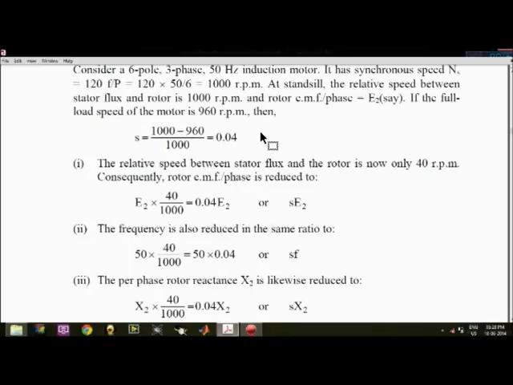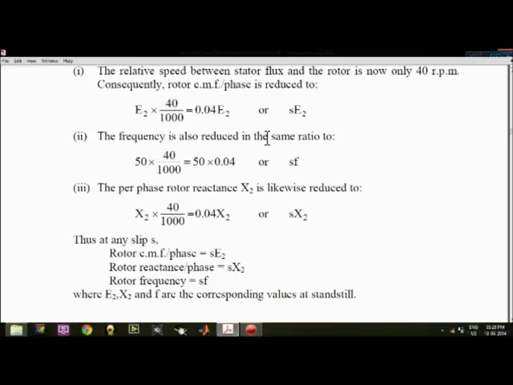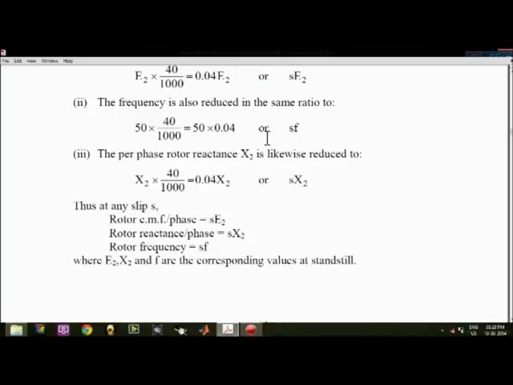The relative speed between the stator and rotor flux is decreased to 40 rpm, and hence the rotor EMF is reduced to S times E2. Similarly, the rotor frequency is also reduced in the same ratio to S times the frequency. Now the per phase rotor reactance is also the same: X2 into 40 by 1000. The speed has decreased from 1000 to 960, that is a decrease of 40 by the synchronous 1000, so it comes out to be slip times the reactance.